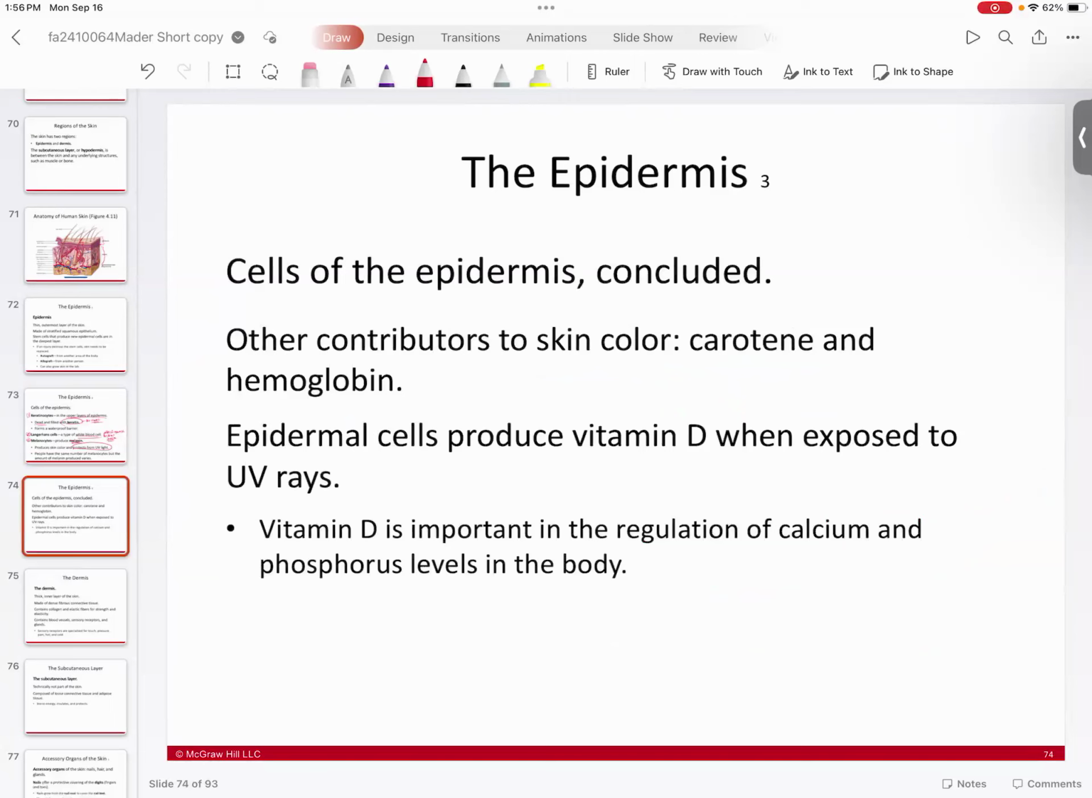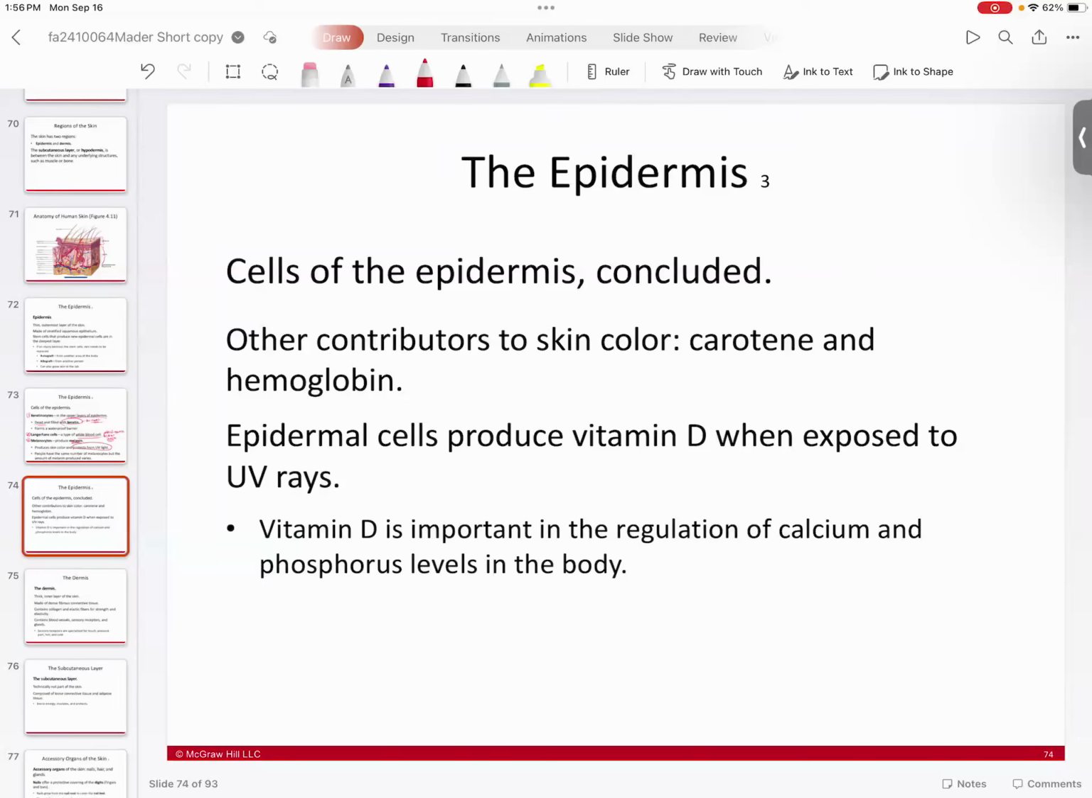So there's other contributors to skin color as well. It's not just melanin, and there's more than just one shade of melanin. There's different colors of melanin, actually. There's kind of a brown, black melanin, and there's also kind of a reddish yellow melanin. We also have carotene, which basically is the color that's associated with carrots. And we also have hemoglobin, which is your red blood cells.